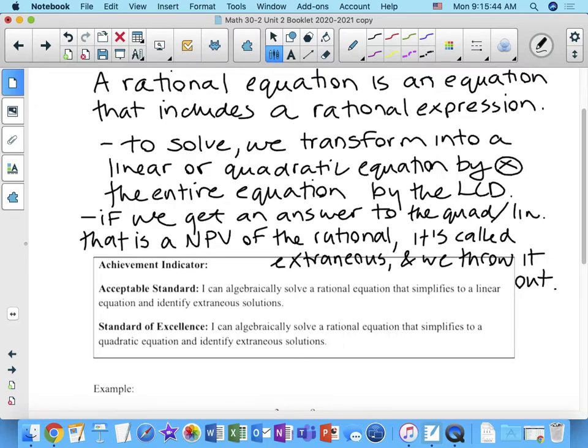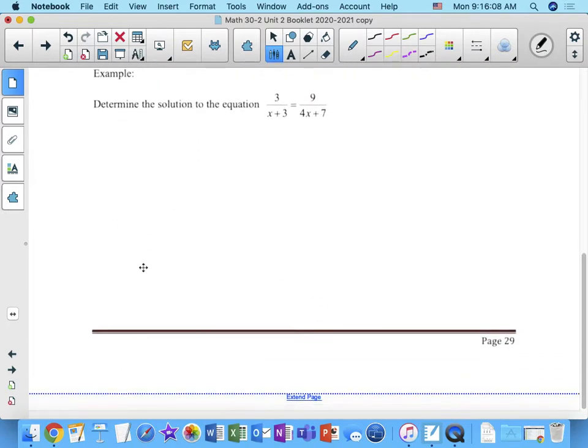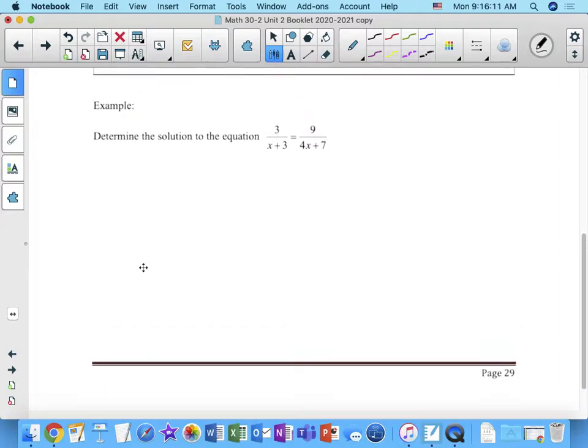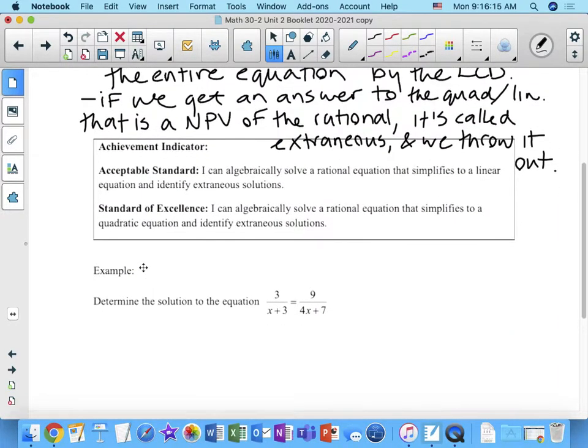Okay, so just in terms of what's considered acceptable and what's considered standard of excellence, according to the curriculum, acceptable is something that ends up being a linear equation, and standard of excellence is something that ends up being a quadratic equation. Okay? All right, so let's start out looking at some of these. All right, determine the solution to the equation. Do you guys need more time to write this down? Okay, I'll leave the last little point up.